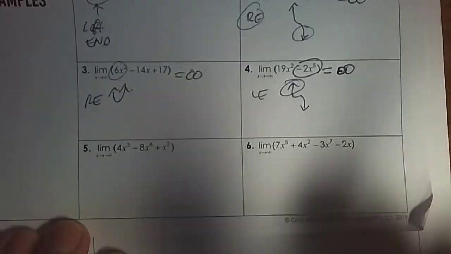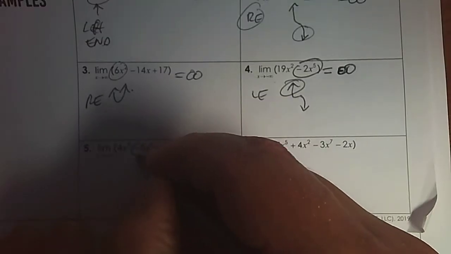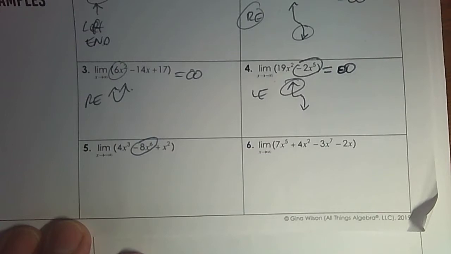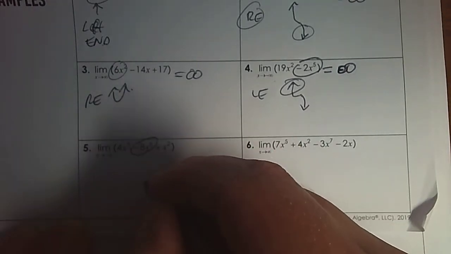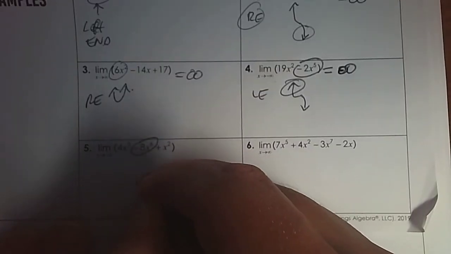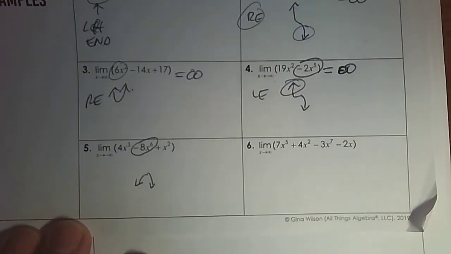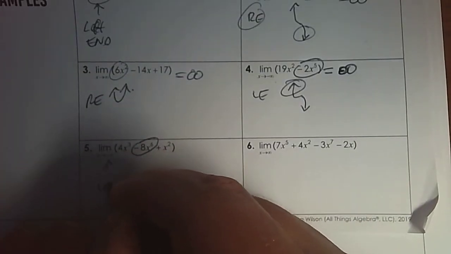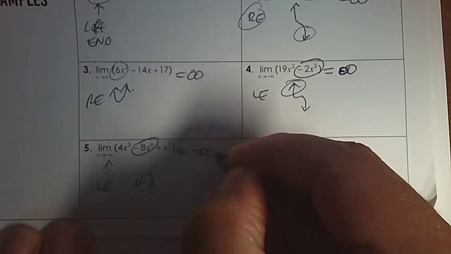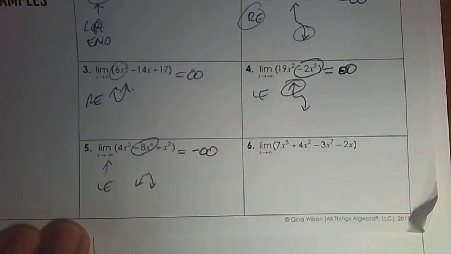Number 5, negative infinity. What's the power term here? There it is, the one with the biggest exponent. It's negative, so the right end goes down. Even means both ends then go down. And this is the left end. So both ends go in the same direction, but the answer is negative infinity.